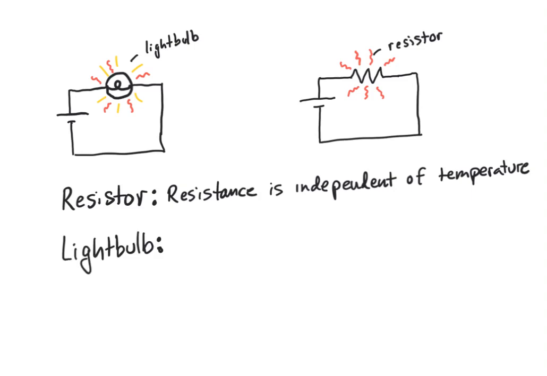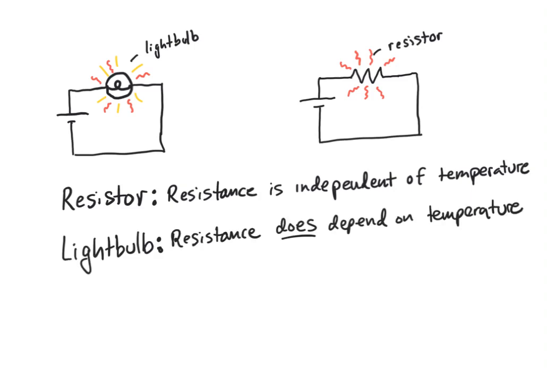Light bulbs are different. The resistance of a light bulb does depend on the temperature. I'm not going to go into the details of how it does, but you're actually going to explore this a little bit in your next assignment. Some terminology that you should be aware of is that as a result of this temperature dependence, we often say that light bulbs are non-ohmic. And all that means is that their behavior is a little bit more complicated than Ohm's law by itself might suggest.